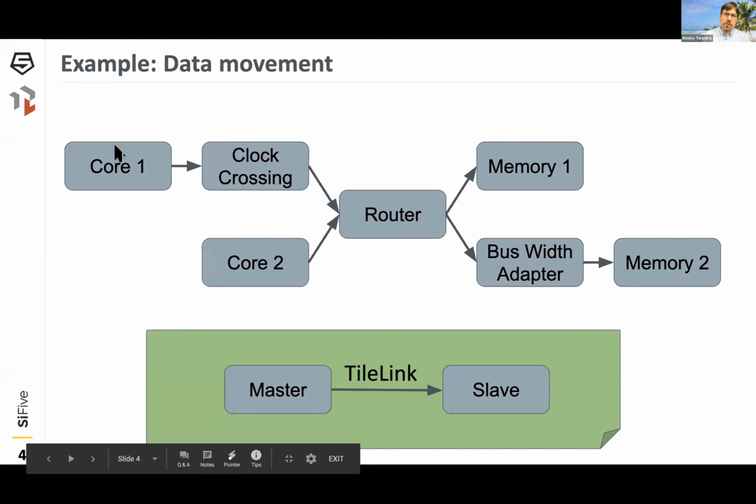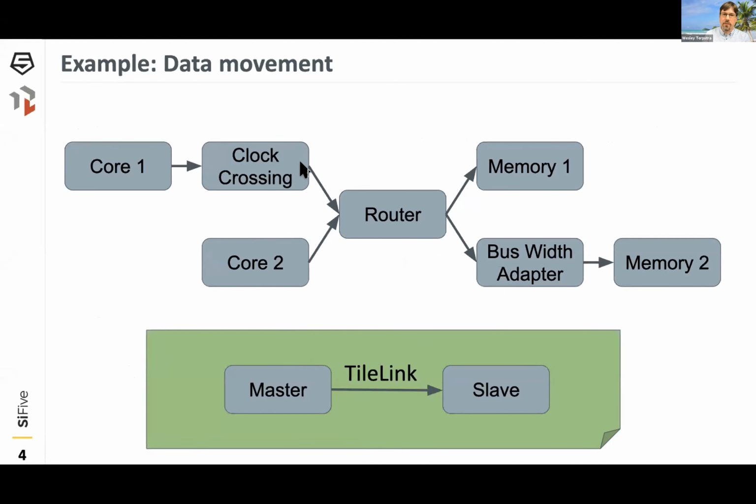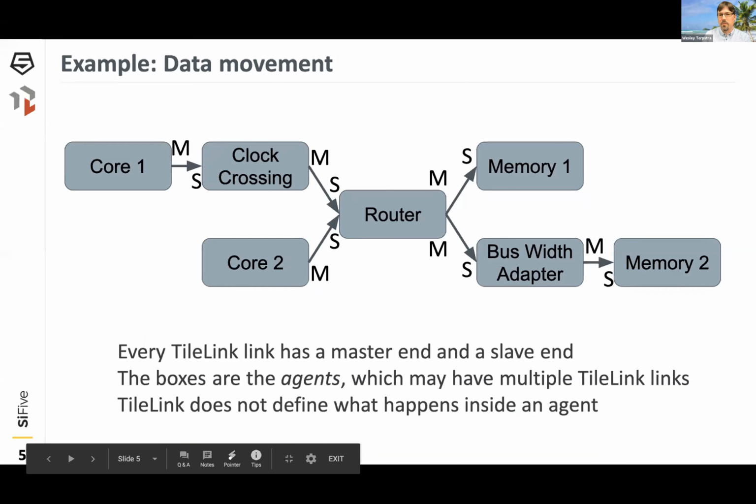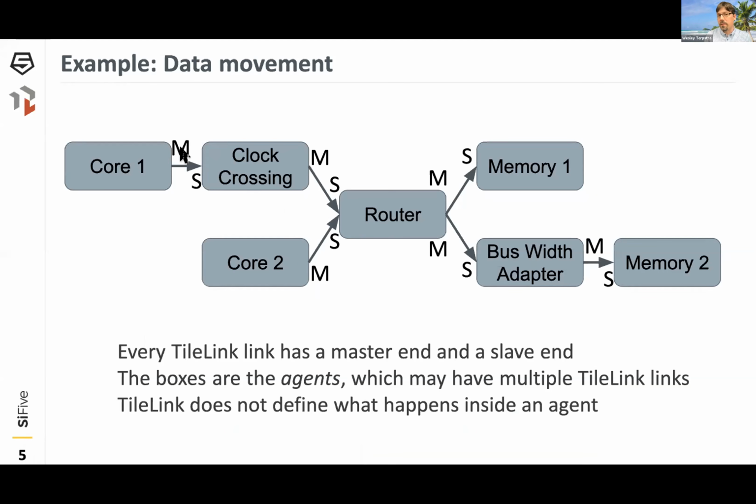So in this picture, you've got your agents. These are the bubbles, and they're all connected by edges. Those are the TileLink edges. Notice in the picture, we always point from the master to the slave. So TileLink defines what goes on this interconnect between the master and the slave. To make it really clear, I've labeled all of the edges. You can see every agent here acts as a master or a slave on every edge.